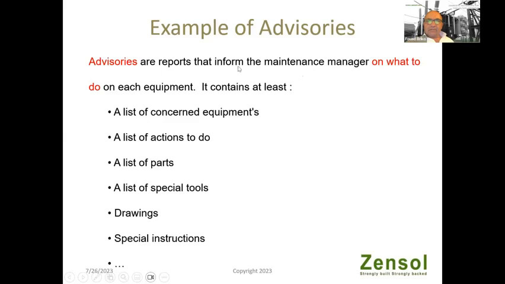Example of advisories. So advisories are reports that inform the maintenance manager on what to do on each equipment. It contains at least a list of concerned equipment, a list of actions to do, a list of parts, a list of special tools, drawings, and some special instructions.